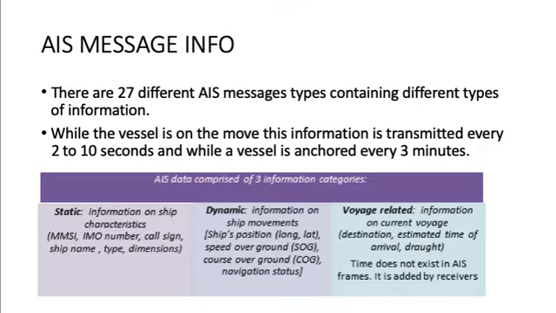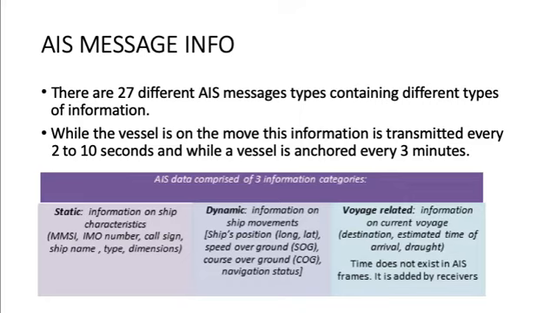Now coming towards the dynamic information contained in the AIS message. That actually contains the information about the ship's movement. So, for example, what is the current latitude and longitude position of that ship? What is the ship's speed over ground? What is its course over ground? What is its direction? Etc.